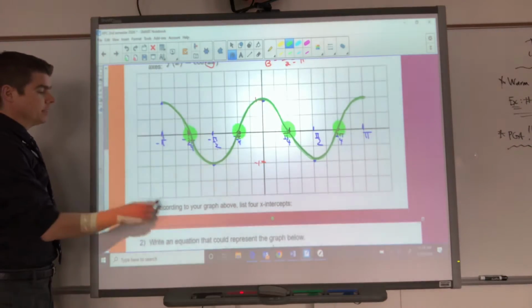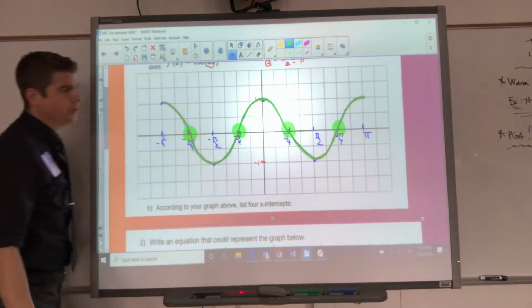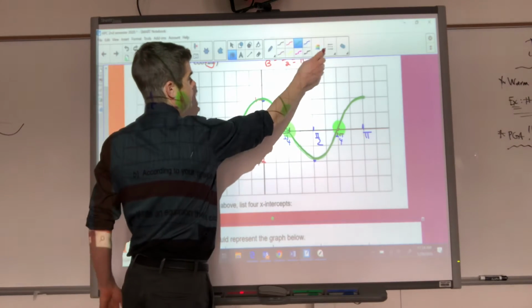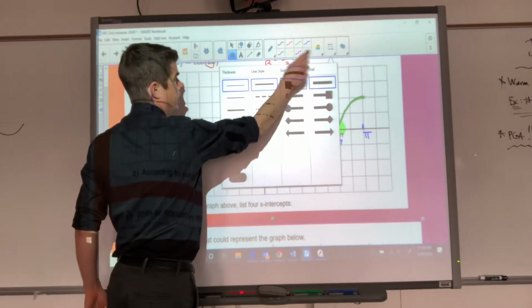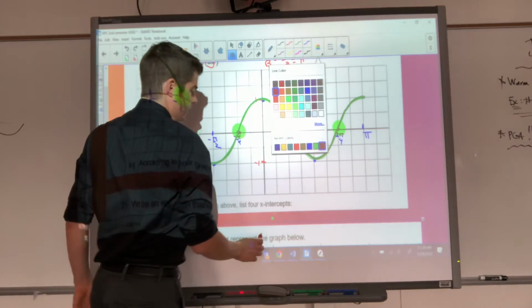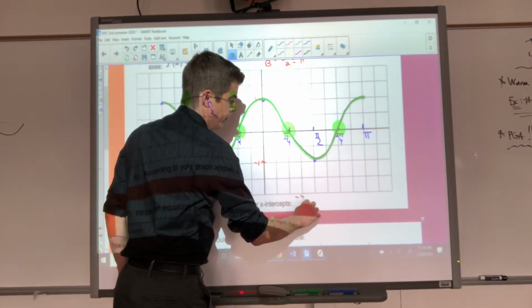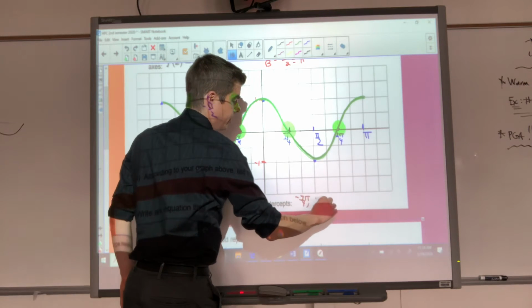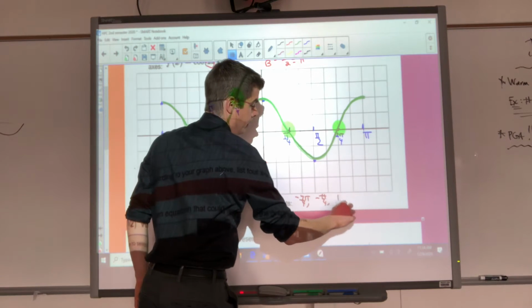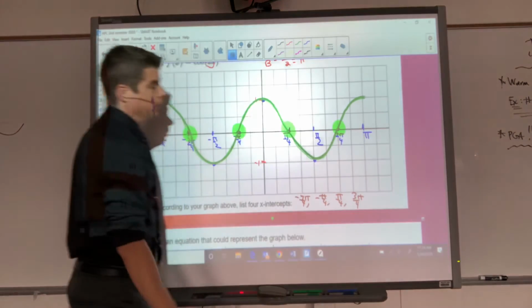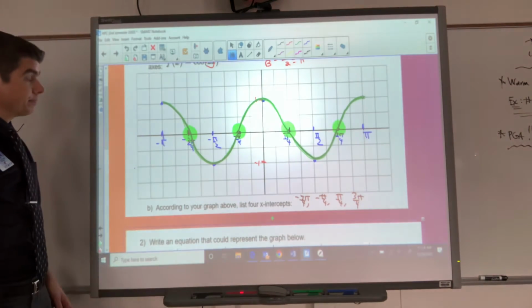And whether you listed them out as points, or if you listed them out just as their x values, we accepted both. So if I go and say, okay, my x-intercepts were negative 3 pi over 4, negative pi over 4, positive pi over 4, and positive 3 pi over 4 would be the x-intercepts.